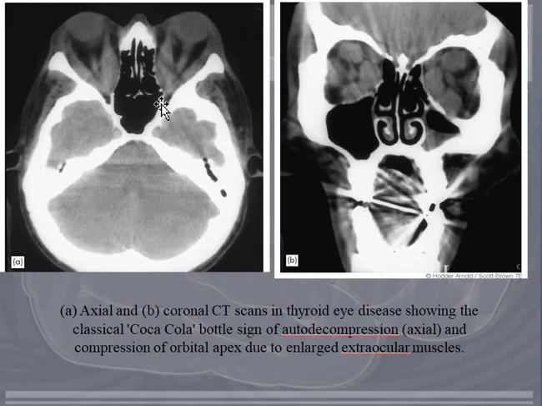So here you can see this is the axial and this is the coronal CT scan of thyroid eye disease, showing the classical Coca-Cola bottle sign. You can see the classical Coca-Cola bottle sign of the orbit and the compression of the orbital apex due to the enlarged extraocular muscles. These are enlarged extraocular muscles and the orbital apex is compressed.